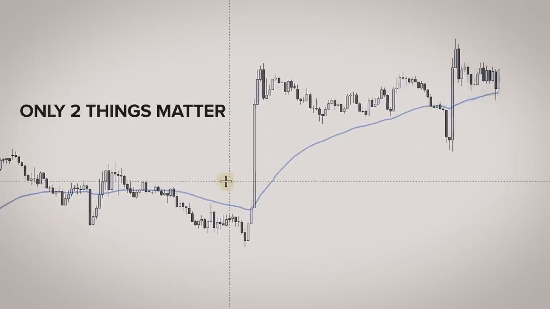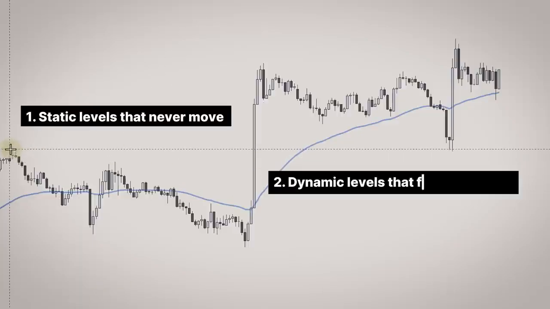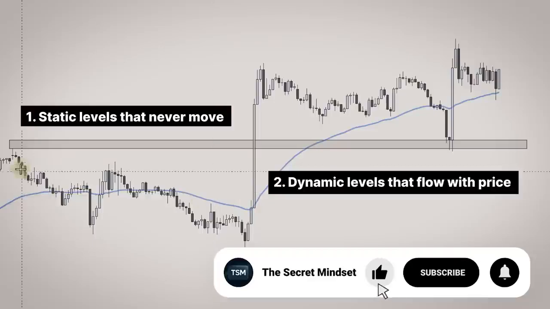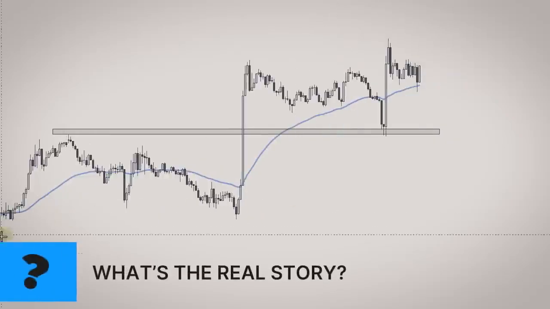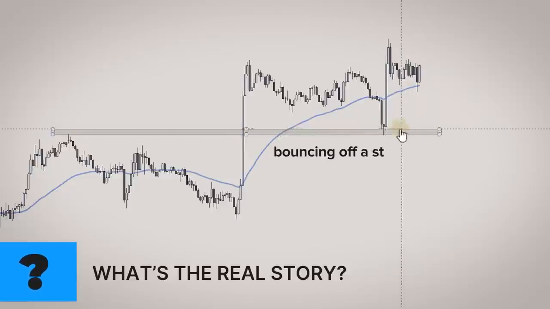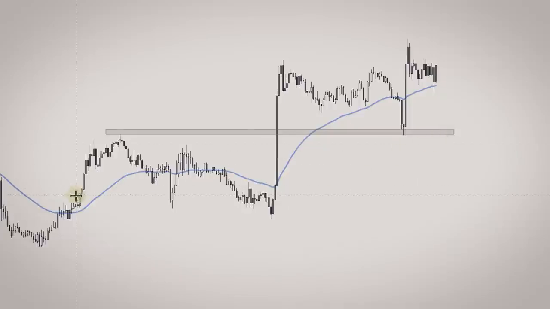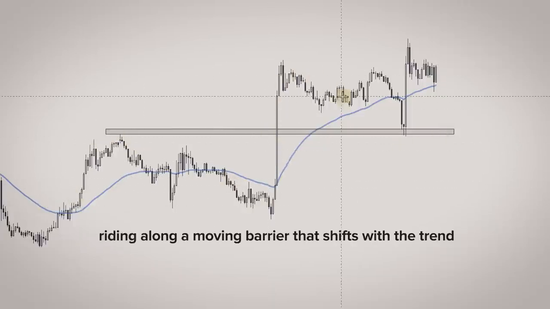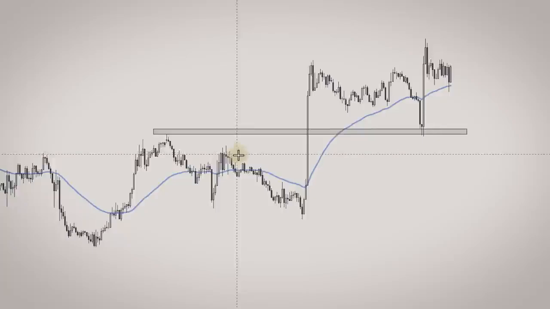Remember this, price only respects two things in this market, just two. Static levels that never move, and dynamic levels that flow with price. That's it. Everything else is noise designed to confuse you. Think about what's really happening behind these candles. Every move you see is either bouncing off a level from the past, that's your static support and resistance, or is riding along a moving barrier that shifts with the trend. That's your dynamic level. The market is just ping-ponging between these two forces constantly.